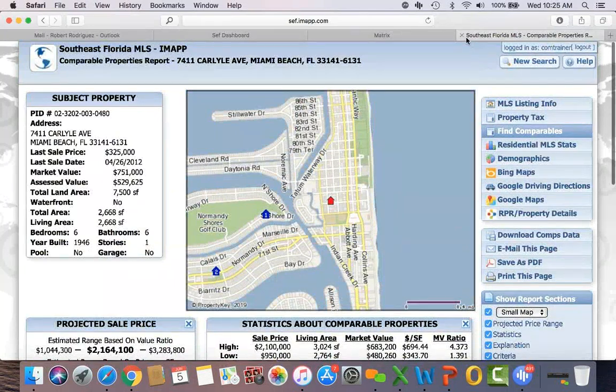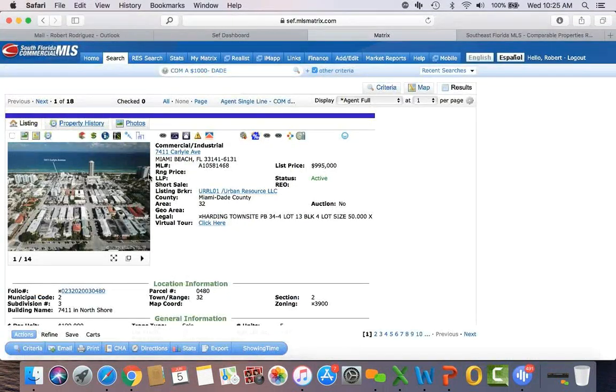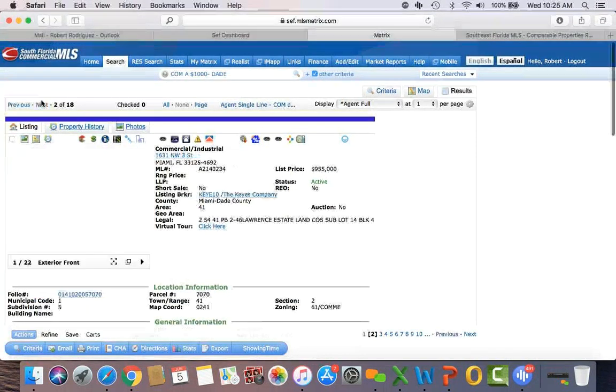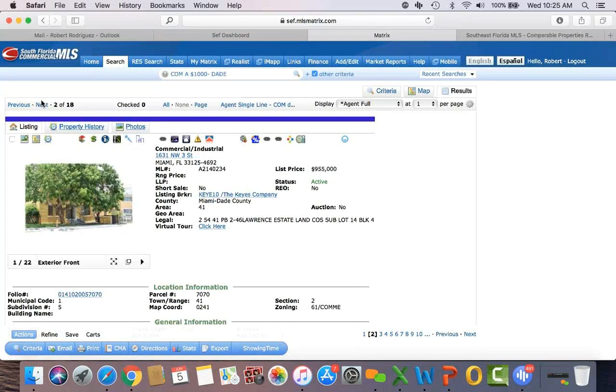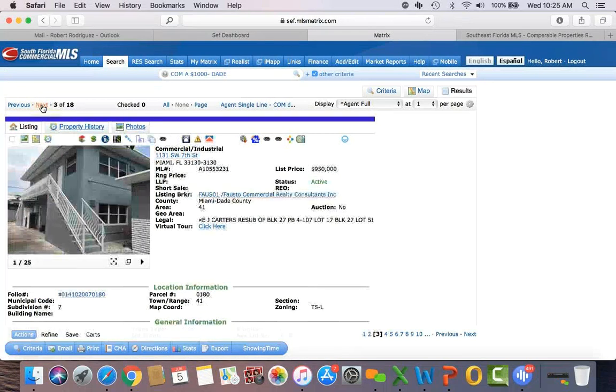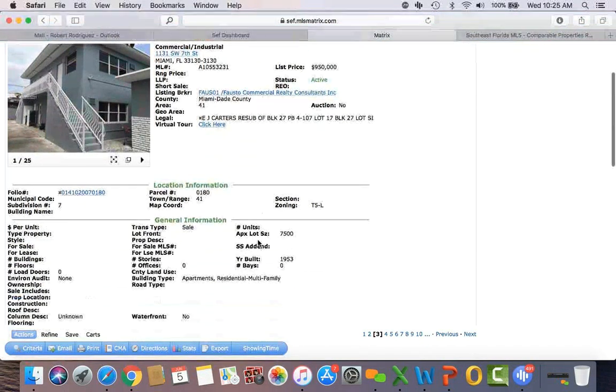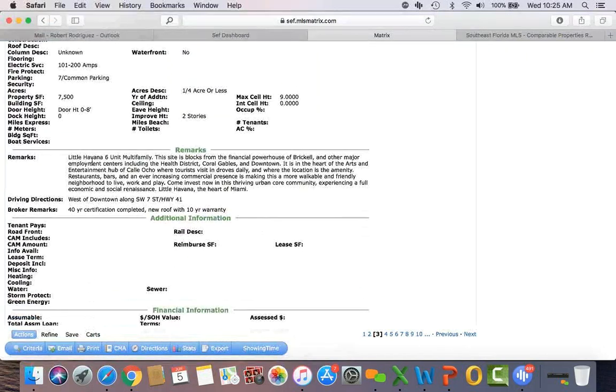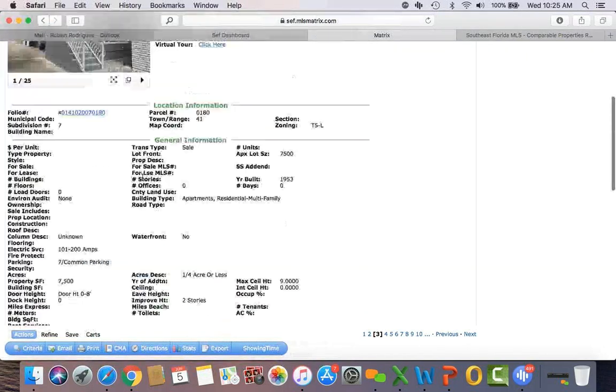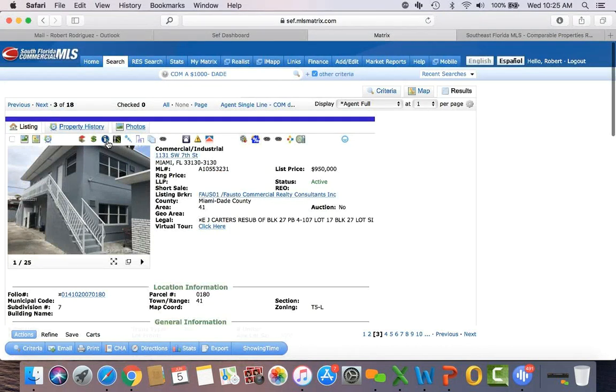All right, so let's go ahead and go back to Matrix, and let's see if we can find another one that we can find a comparable, perhaps one that we need to research a little bit more. So here is in Southwest 7th Street and 11th Avenue. All right, so we have a 6-unit multifamily, and we want to go ahead and run the iMapp search.